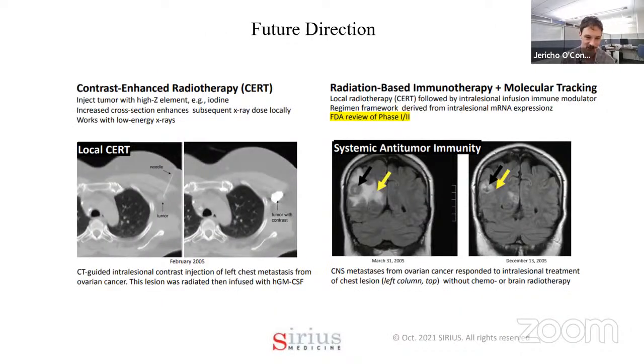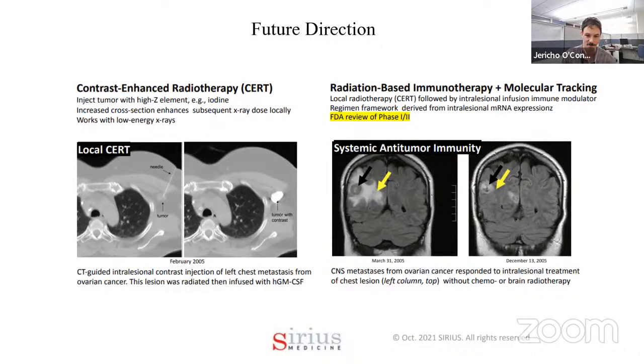Then the second topic is contrast enhanced radiotherapy. This is quite beneficial because, as opposed to the gold nanoparticles, which prove to be quite an expensive way to treat patients because those drugs can be quite expensive and are hard to imagine in the low and middle income setting.